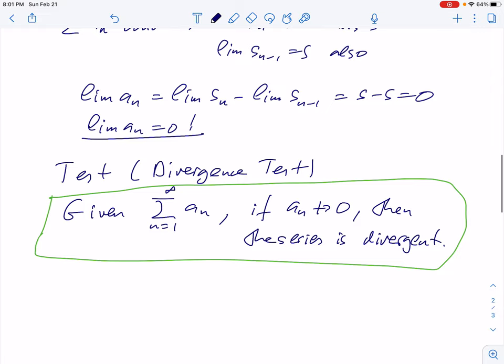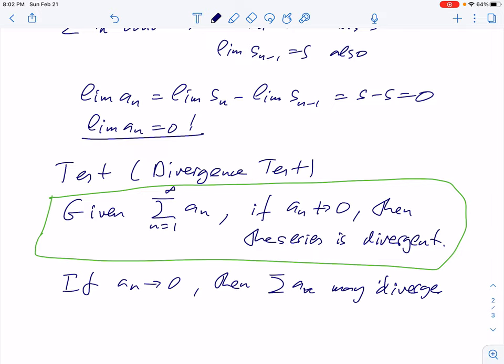I want to tell you immediately that if A sub n approaches 0 for some series, it does not guarantee convergence. Then the series with this general term may diverge. Oh, I will rewrite this. Not written very well, not very clear. This series may be divergent.